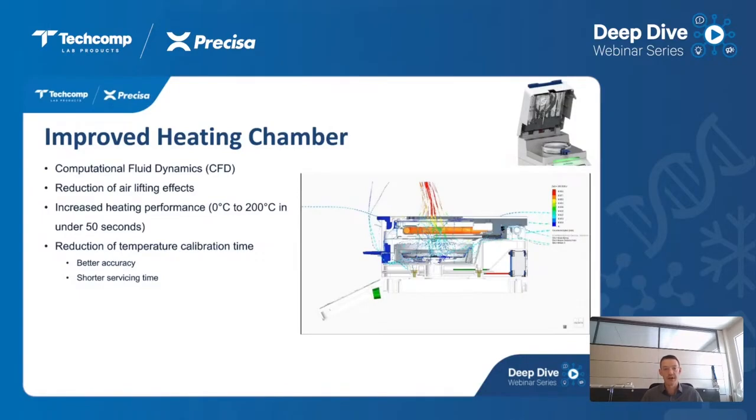We also have, thanks to this, an increased heating performance, so we can ramp up the temperature from 0 to 200 degrees in under 50 seconds. The new shape also has a positive influence on the temperature calibration time. The accuracy is better, and the calibration time can be reduced to half of what it was before. This means a shorter servicing time and also lower costs for the service.